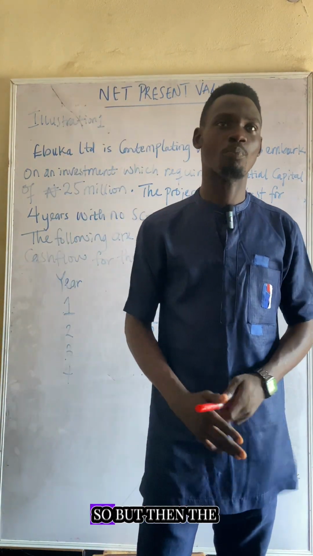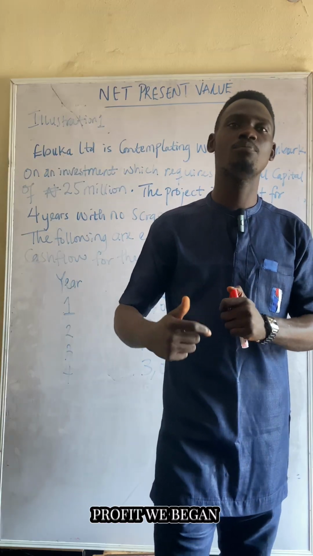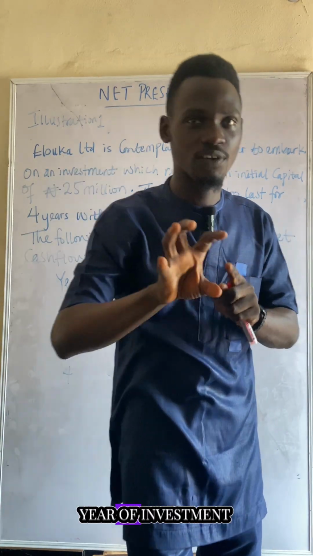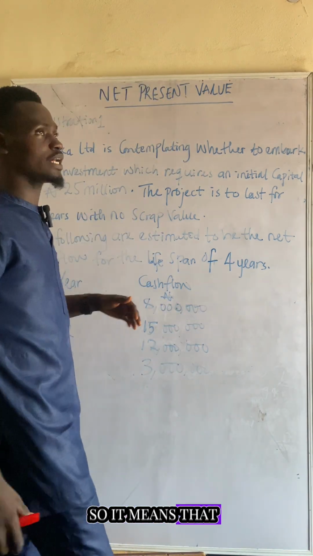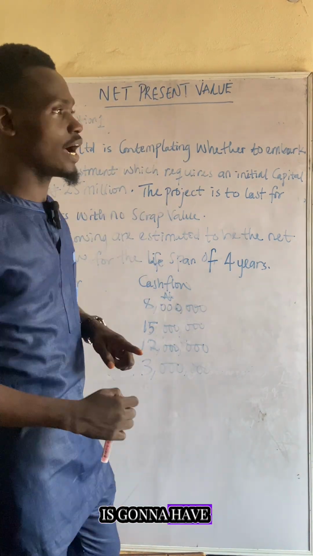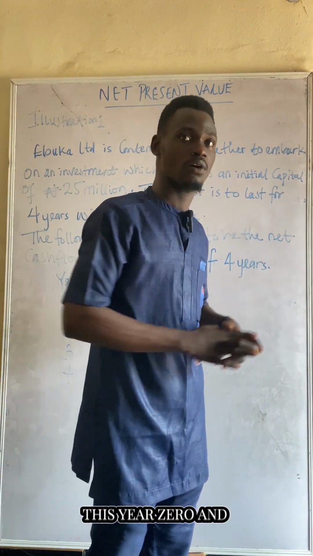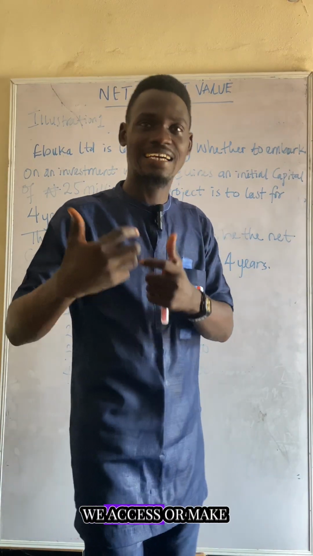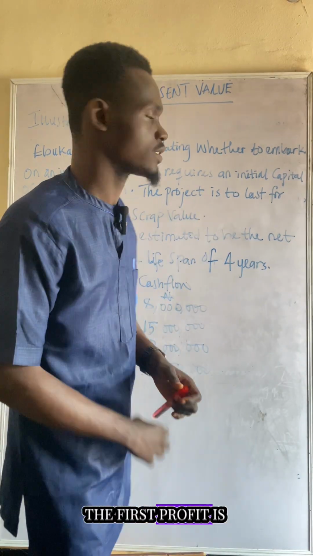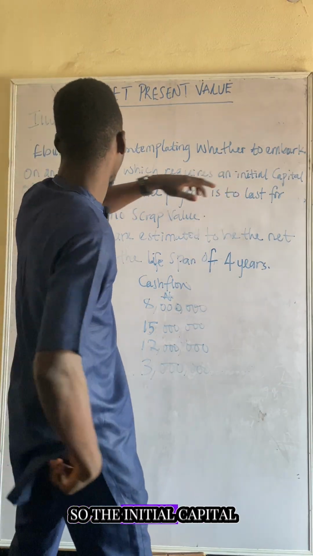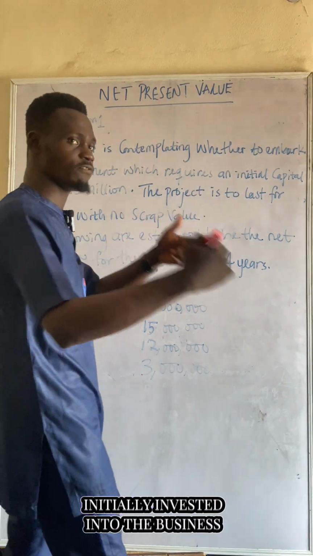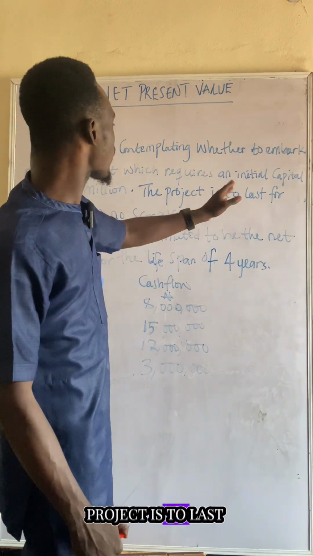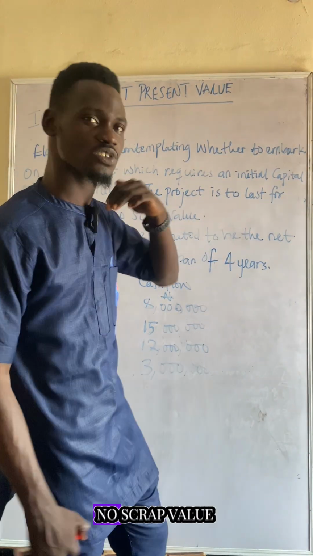But the profit we begin to earn will be after the year of investment. So our initial capital is going to start with year 0, and year 1 will be the year in which we make the first profit. The initial capital, the amount of money initially invested into the business, is 25 million. The project is to last for 4 years with no scrap value.